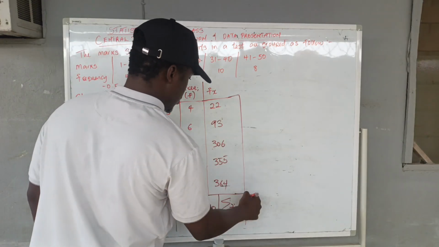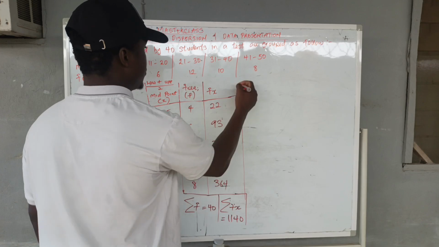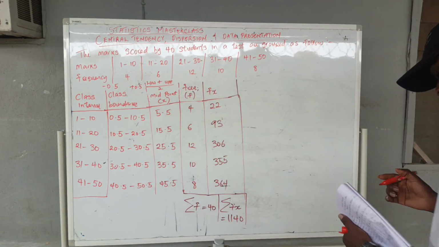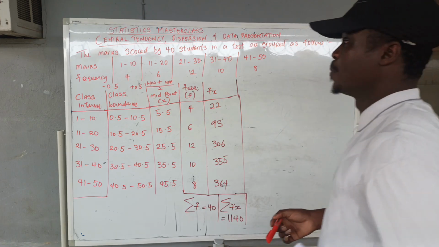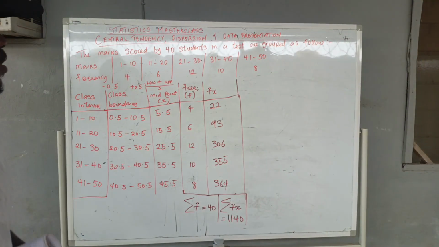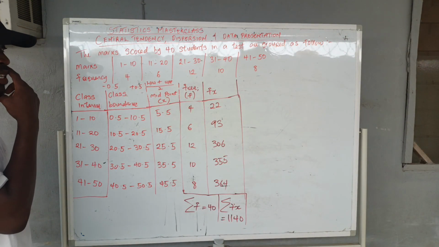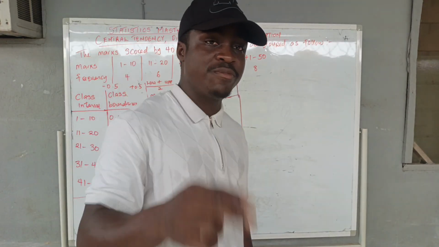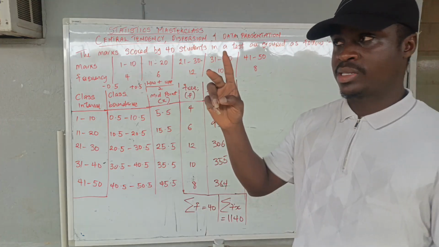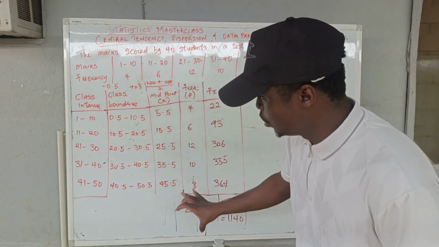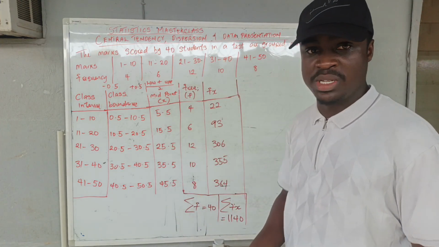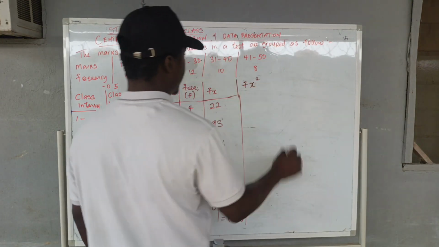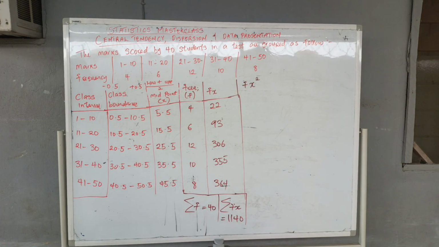1140. When we add that together, it must give us 1140. Now we are not done with the table. On the master data table, we usually also multiply our frequency by the square value of our midpoint. So we are going to look for the square value of this one and multiply it by our frequency. This gives us fx squared.